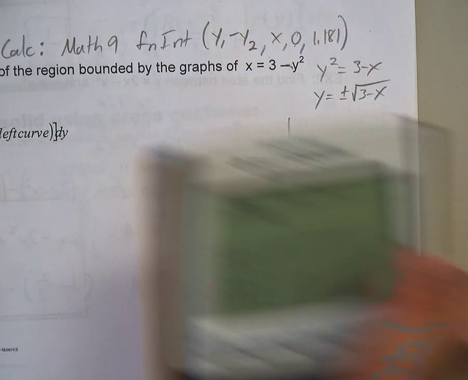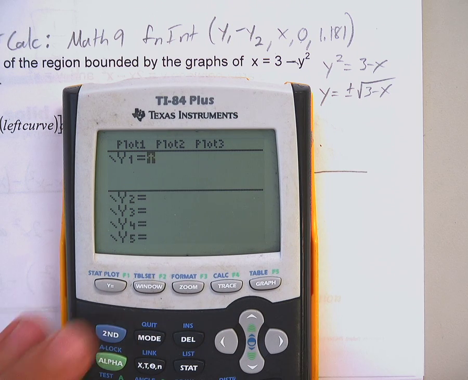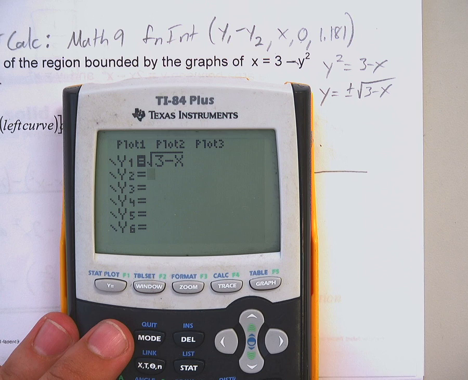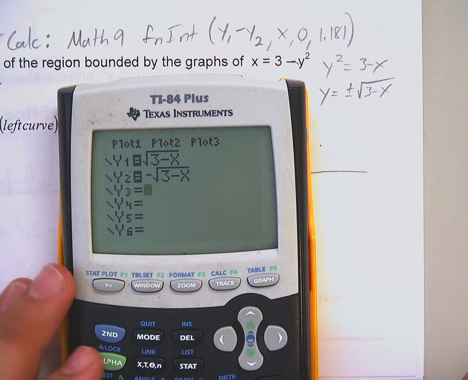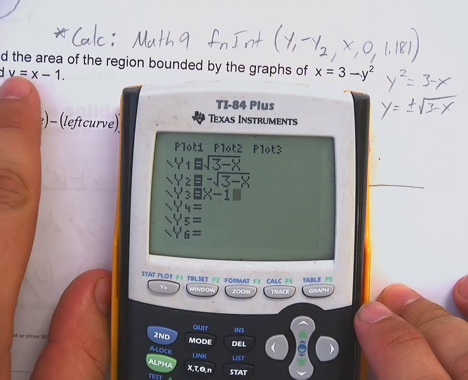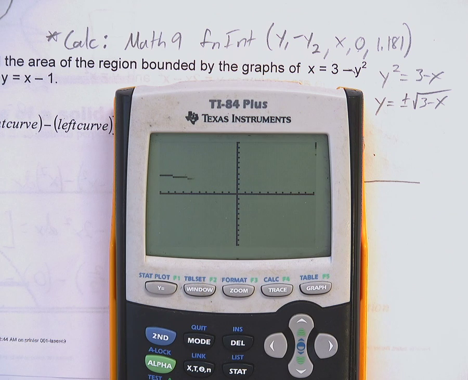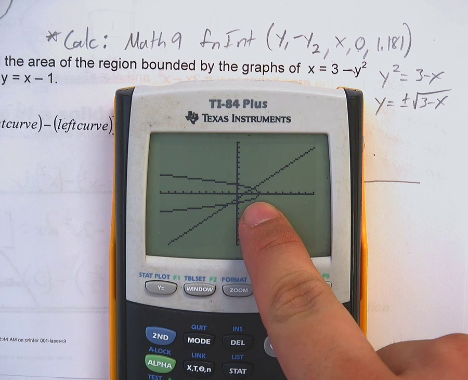If you want to get an idea of what it's going to look like, let me plug this in for you. I've got the square root of 3 minus x, and then the negative square root of 3 minus x. And then I've also got the curve x minus 1. Now just take a look at this. What I'm trying to get is this area right here.